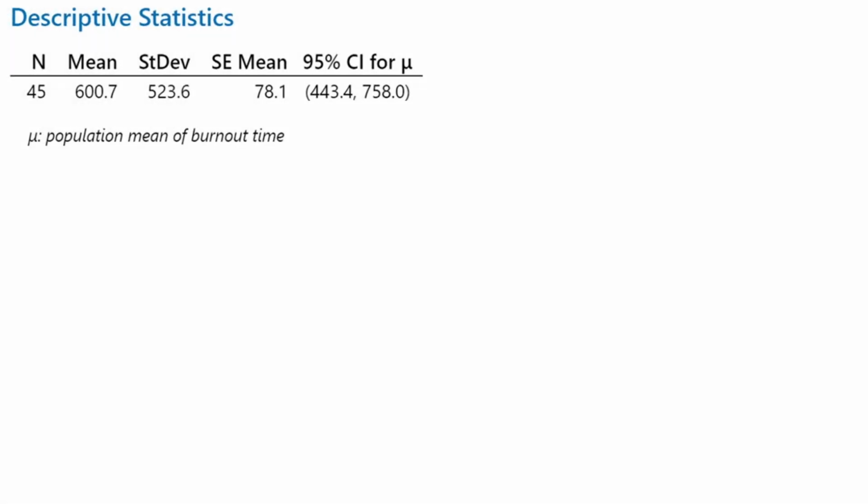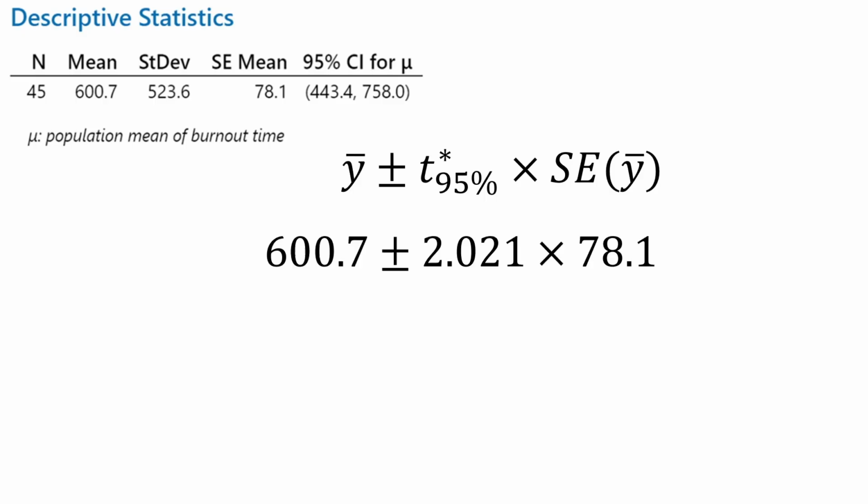So now calculating our confidence interval. As always, confidence intervals have the same form. We have a point estimate for the parameter of interest plus or minus a critical value times a measure of uncertainty. So here the point estimate is the mean value, which is from the Minitab output. The critical value is 2.021. And the standard error of the mean is actually given.